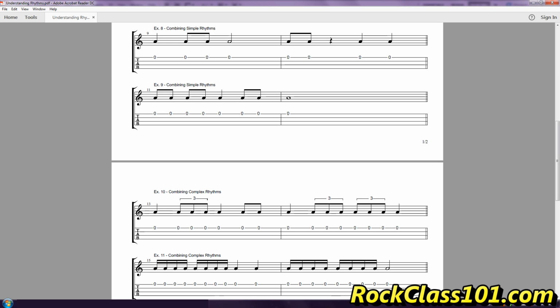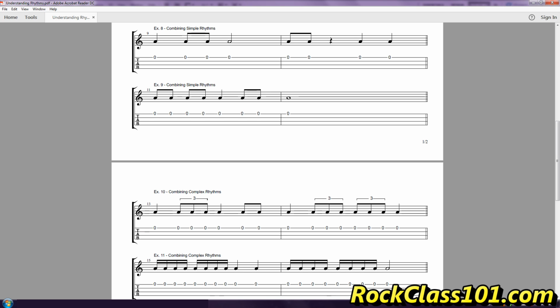Now let's try both bars together. 3, 4. 1, 2, and 3, 4. 1 and rest, 3, 4. Awesome. Let's do it again. Ready, start. 1, 2, and 3, 4. 1 and rest, 3, 4.